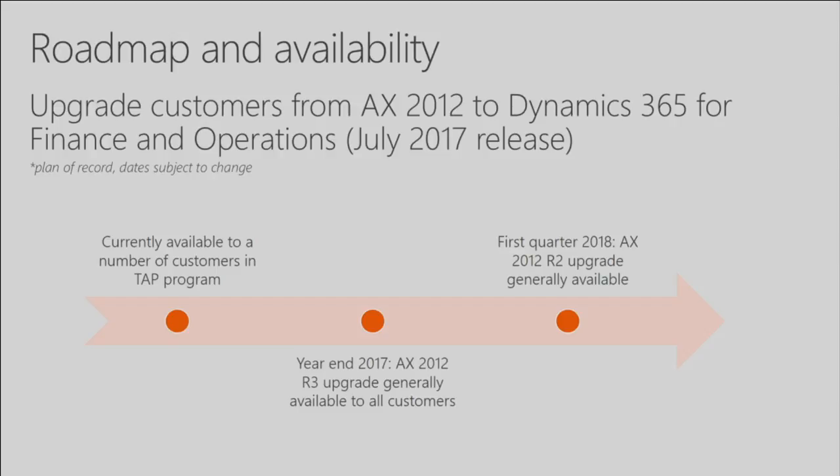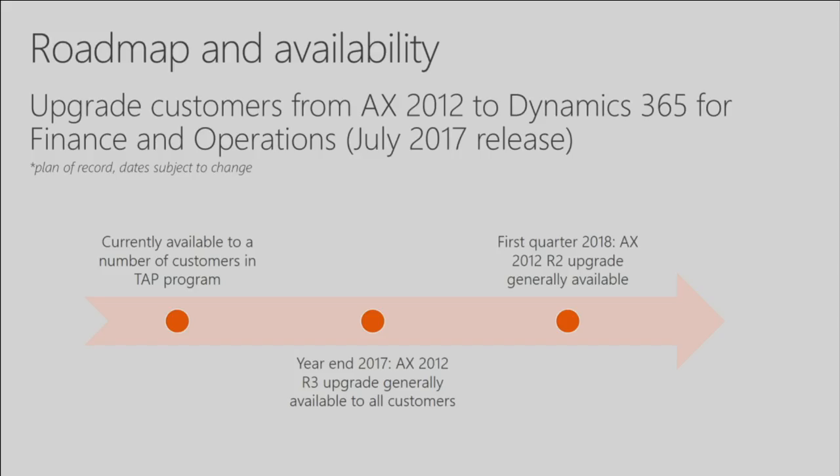So here's the roadmap. Currently, we have a number of customers that are in a TAP program that are actually upgrading from AX 2012. If you're not in the TAP, if you want to be in a TAP program, I have a link later for you to basically apply for it. But by the end of this year, we're planning to make it generally available to all 2012 R3 customers. We'll make the whole process available. There is self-serve, and you can upgrade yourself or with the help of your partner.